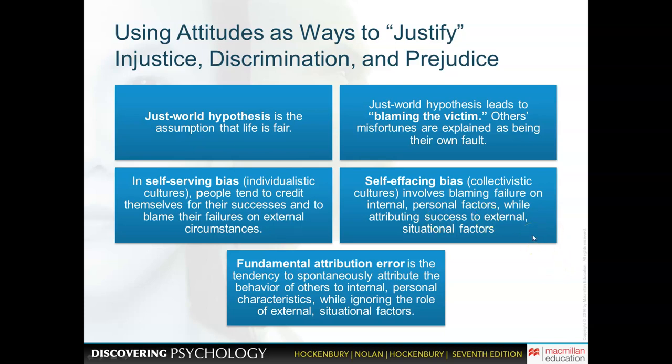Okay. Now, the self-effacing bias, basically, that's in more collectivistic type cultures. Well, that involves blaming their failures on themselves, on internal personal factors, while attributing success to external situational factors. So basically, when a person doesn't experience success, they tend to blame it on themselves. But if they do experience success, they will attribute that to somebody or something else outside of themselves, like a family or a certain type of scenario that they didn't originate within themselves.